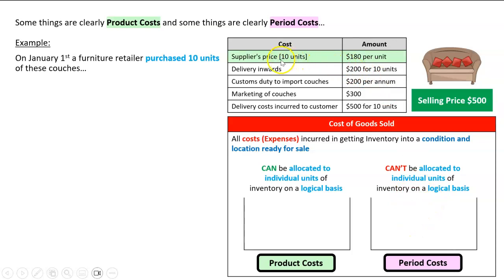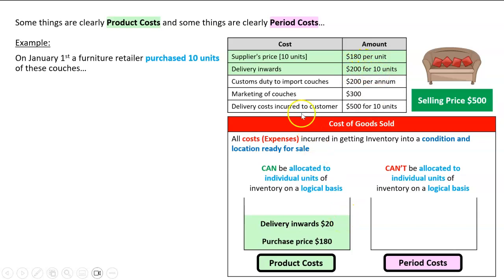And we just went through each of these and said the supplier's price is clearly a product cost. It is required to get the inventory ready for sale. You have to buy the inventory in order to sell it. And it was $180 per unit, so that's an easy one. The delivery inwards was also a product cost. So we put that in there. Why? Because it is required to get the inventory ready for sale. We can't sell it or get it ready for sale unless it's been delivered. And it was $200 for 10 units.